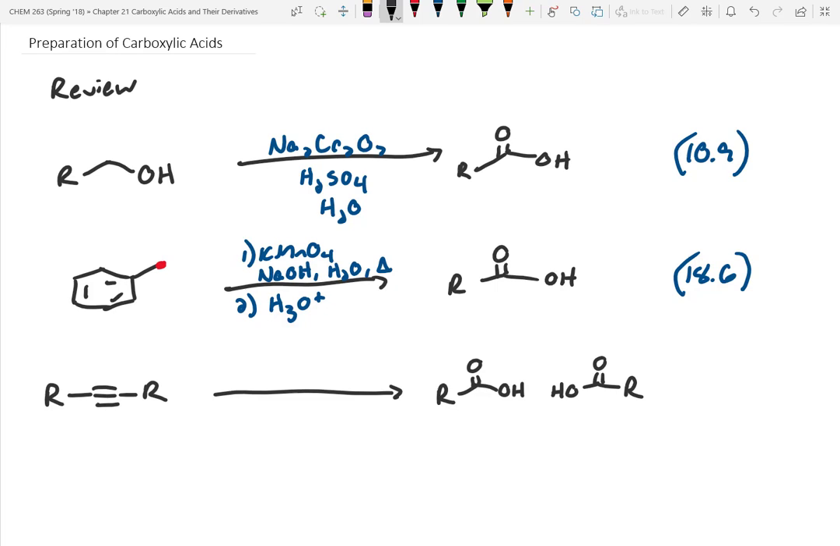What reagent do we need? Ozonolysis, so ozone and water. And unlike with alkenes, you can actually do this in one step. You don't have to have DMS or zinc or any of that stuff. This was section 10.9.